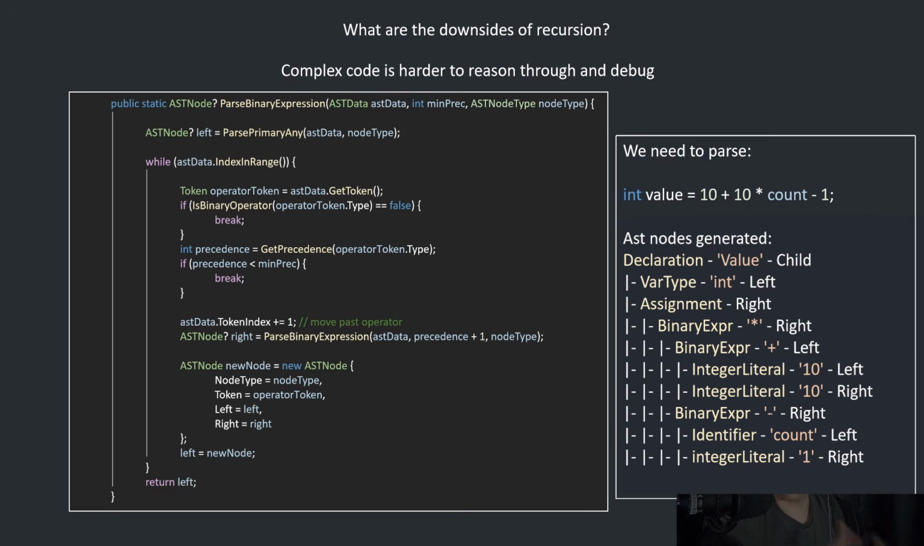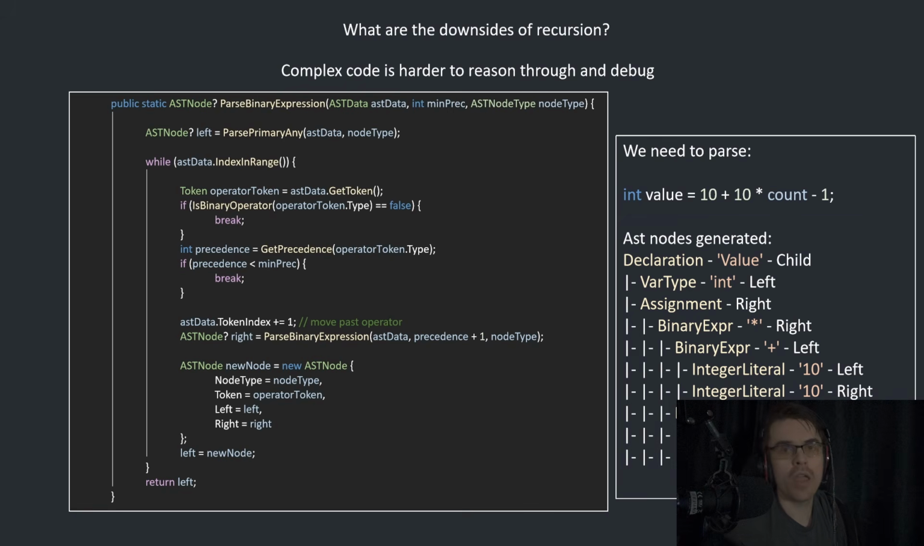We have the declaration of value, which is an integer, and the assignment on the right is a binary expression of multiply of the binary expression of 10 plus 10 and the binary expression of count minus 1. That's what we need to do, and we basically have to recursively call it to do that. The problem with this is you can forget, because you're in the same function every time, which AST node am I on? Was I on 10? Was I on multiply? Which branch was I on? Was I on count? Was I on minus 1?